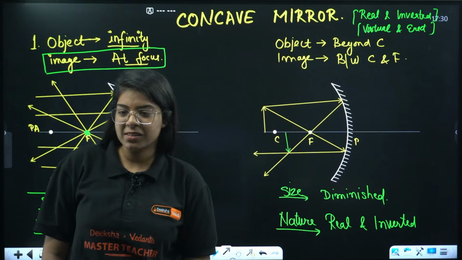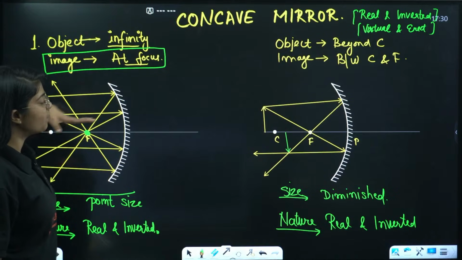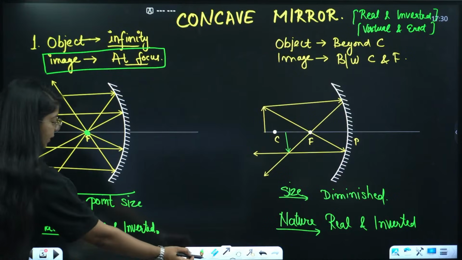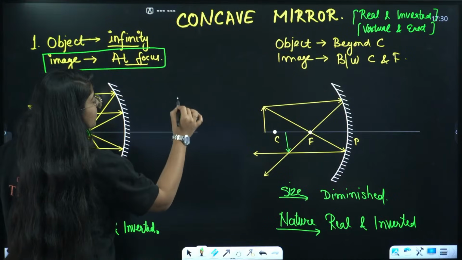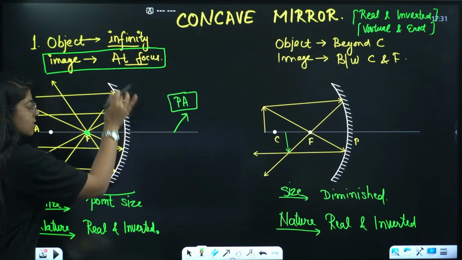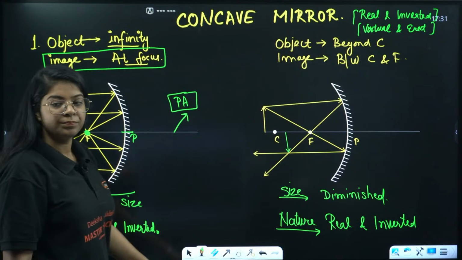Ma'am, what is the principal axis? Principal axis, see this line that you are saying is passing from the center of the mirror. This line is my principal axis, passing from the center of the mirror, or you can say passing from the pole. Done?